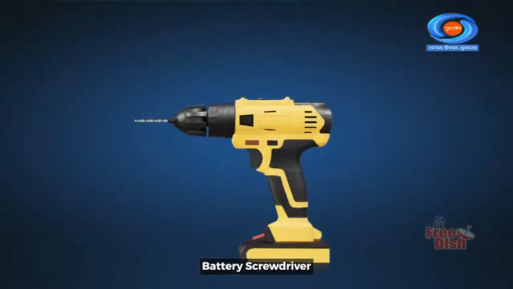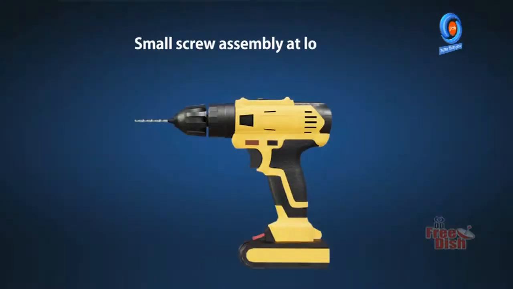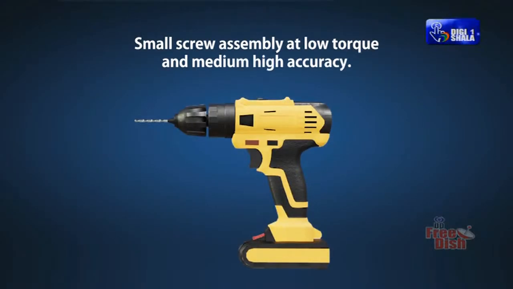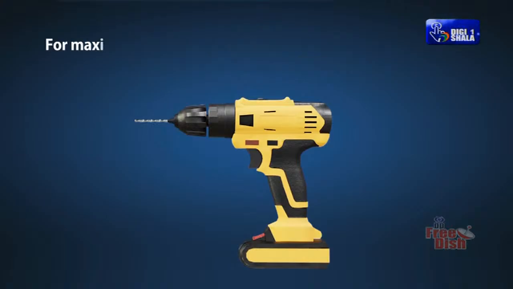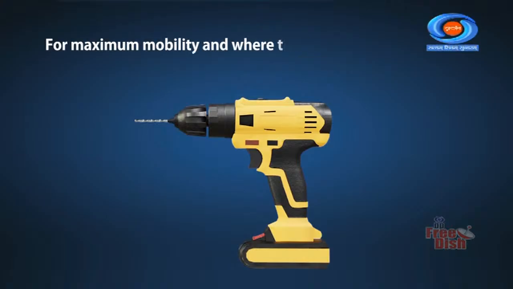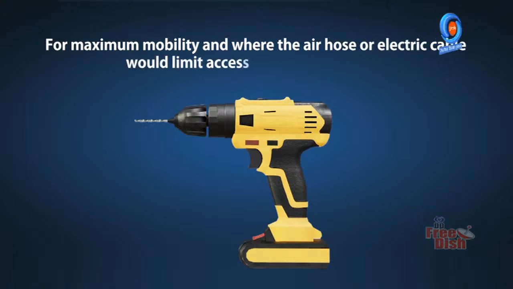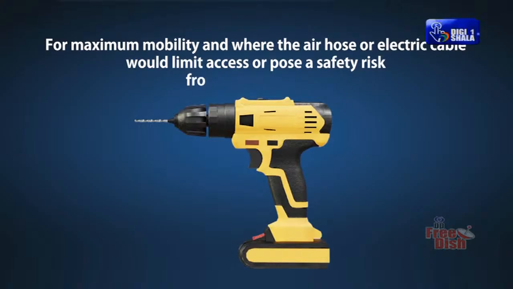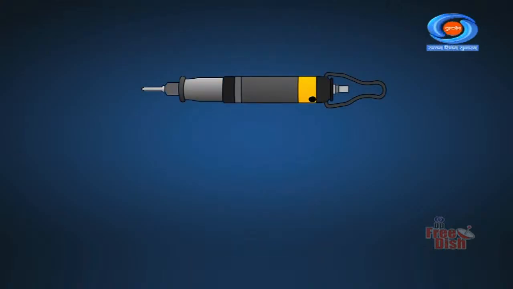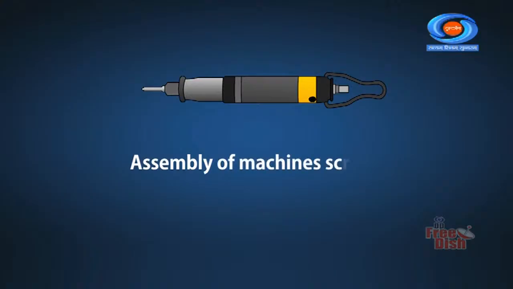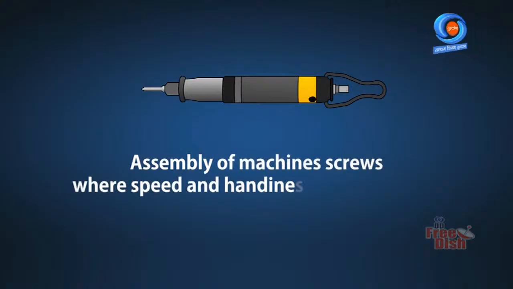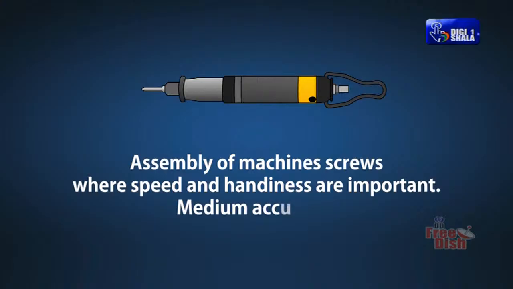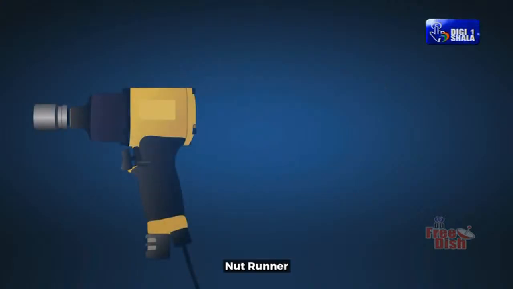Battery screwdriver: small screw assembly at low torque and medium-high accuracy. For maximum mobility and where the air hose or electric cable would limit access or pose a safety risk from a jammed cable. Pneumatic screwdriver: assembly of machine screws where speed and handiness are important. Medium accuracy.